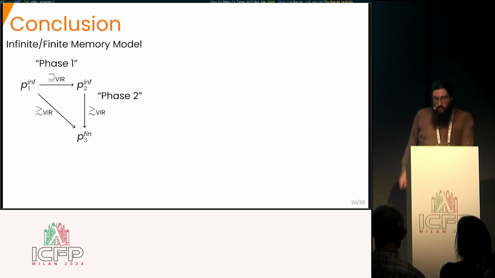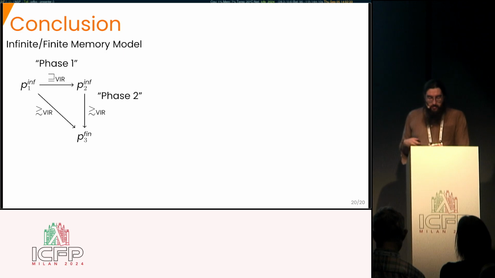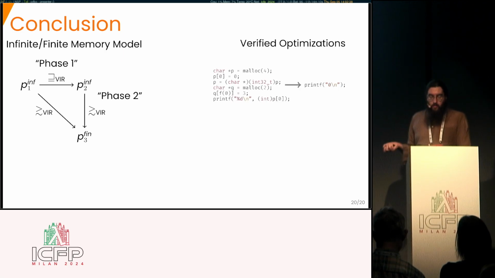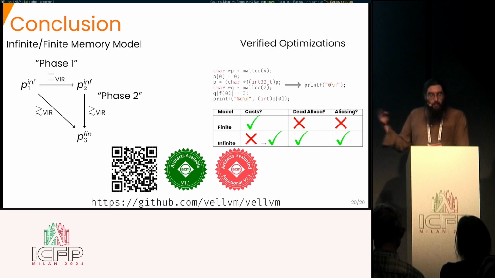So in conclusion, we have implemented infinite and finite memory models and integrated these into an LLVM semantics. We have verified the connection between these infinite and finite languages as well. We are also able to verify program transformations and optimization passes, and our infinite memory model can support optimizations in the presence of pointer to integer casts. Finally, artifacts are available, and you can find our work on GitHub.